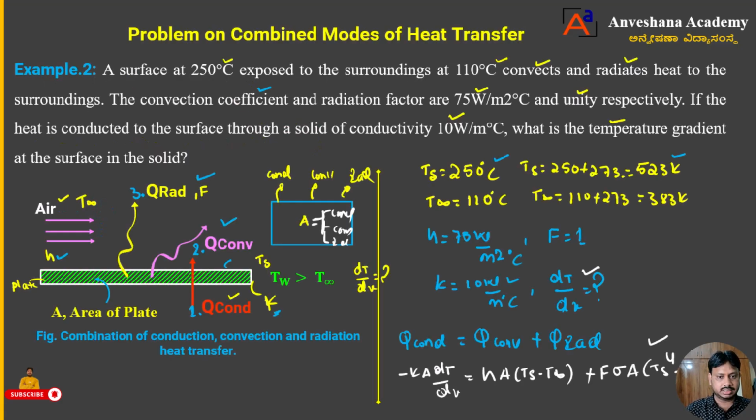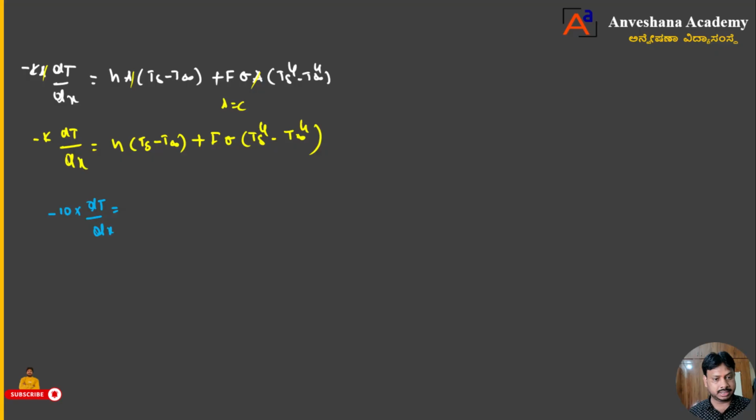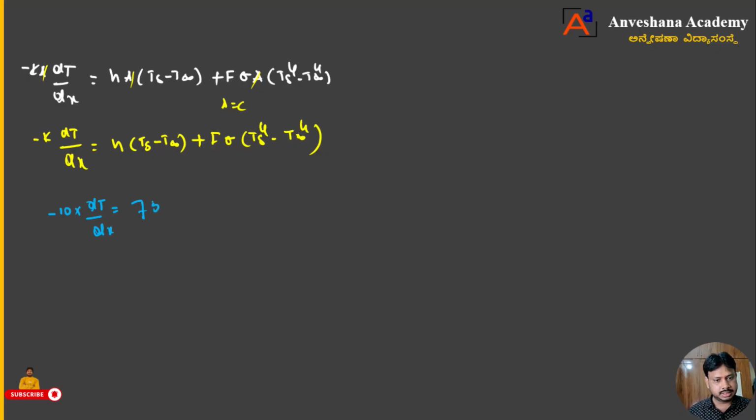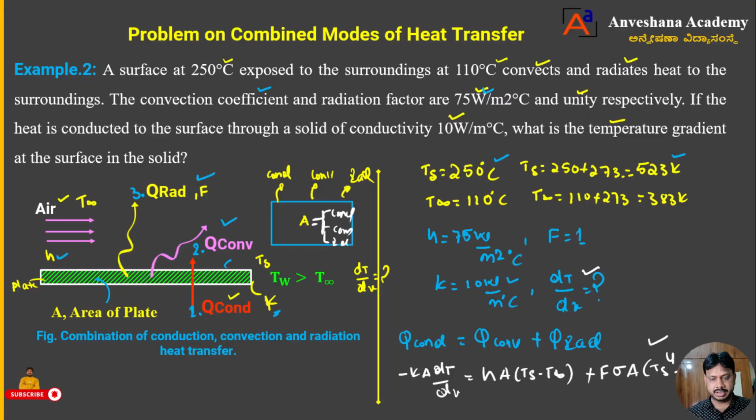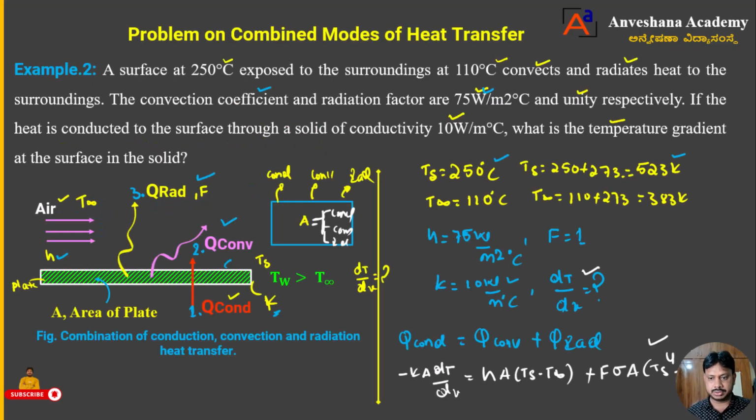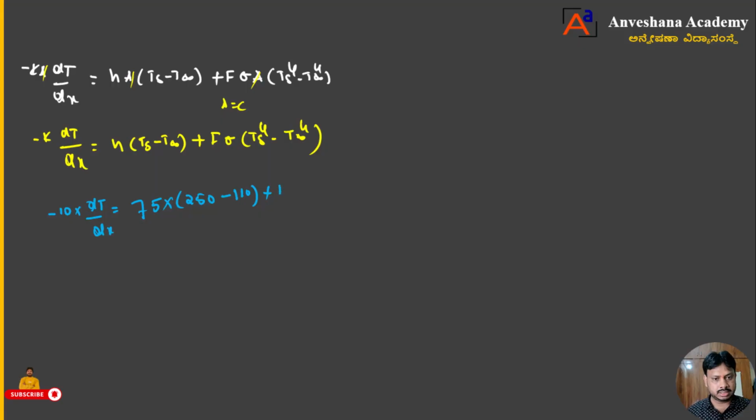Then what is the value of h? H is also given, the convection heat transfer coefficient, 70 watt per meter degree Celsius. Sorry, it is 75. He has given 75. That is equal to 75 into, what is Ts? The surface temperature is given as 250 degrees Celsius, and T infinity is 110 degrees Celsius. So I will write 250 minus 110 degrees Celsius, plus F. The radiation factor is given, F is equal to 1.